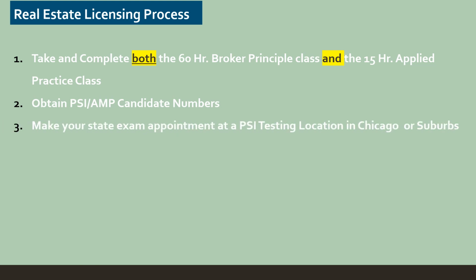After you have your candidate number, after you've completed both of our courses and passed both of our courses, then you can make your state exam appointment with PSI at one of their testing locations to take the test. I'll also give you a link and directions exactly how to do that. So when you're ready, there are some steps you have to go through, and I'll show you exactly what they are so you can take your state exam.